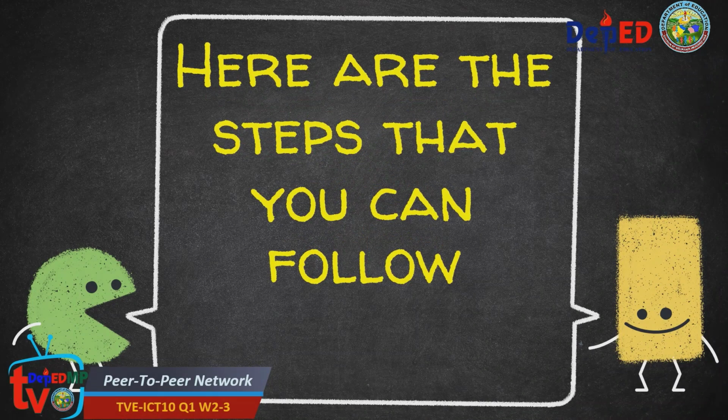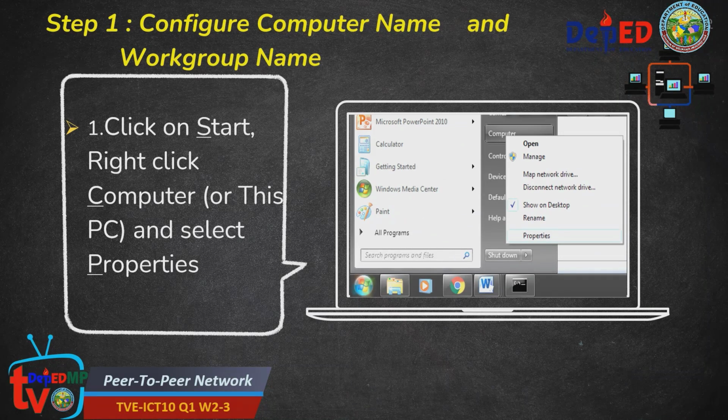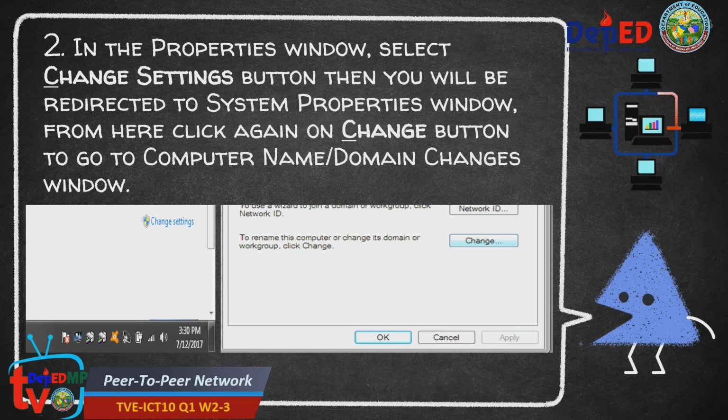Here are the tips that you can follow. Step 1. Configure computer name and workgroup name. Number 1. Click on Start, right-click Computer or This PC, and select Properties. Number 2. In the Properties window, select Change Settings button, then you will be directed to the System Properties window. From here, click again on Change button to go to the Computer Name or Domain Changes window.